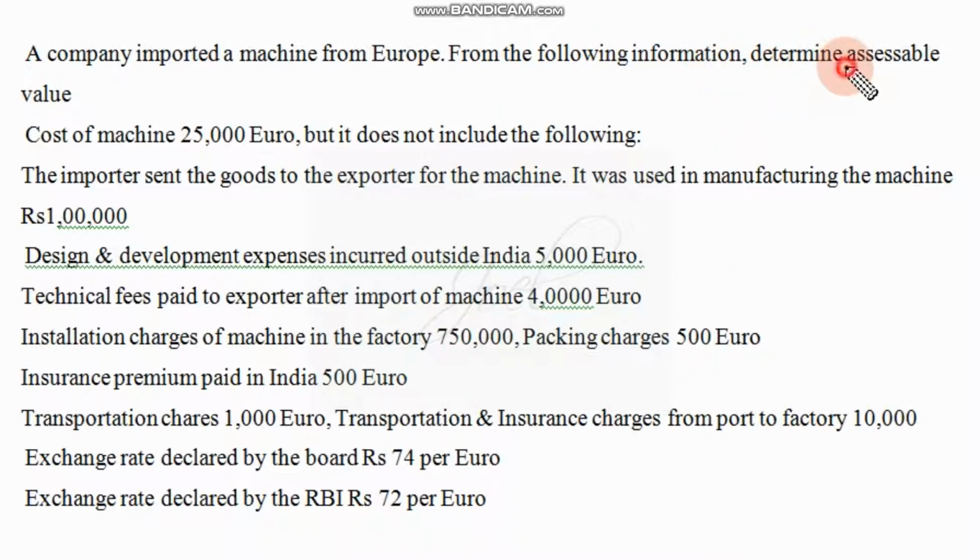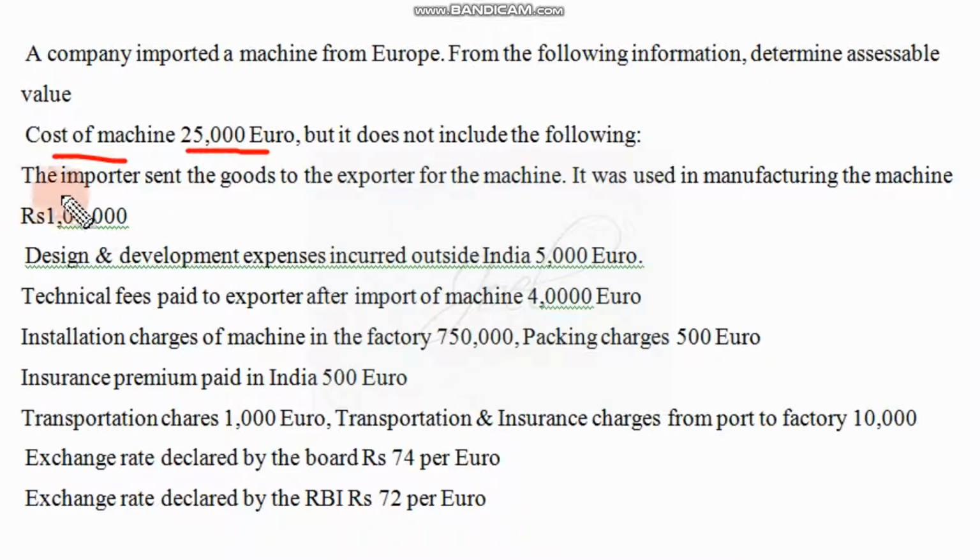What is asked? First of all, we have to see that assessable value is asked. We are supposed to calculate the assessable value. We have to see the items whatever is given. So I told, to the cost of the product, various expenses which are incurred in a foreign country will be added, not those items which are incurred in India. So we'll see, cost of the machine 25,000 euros. That is a base amount. To this amount all these items will be added.